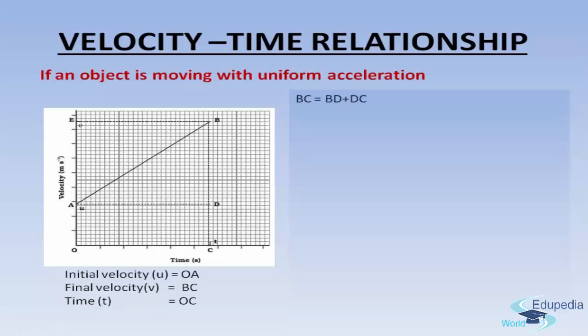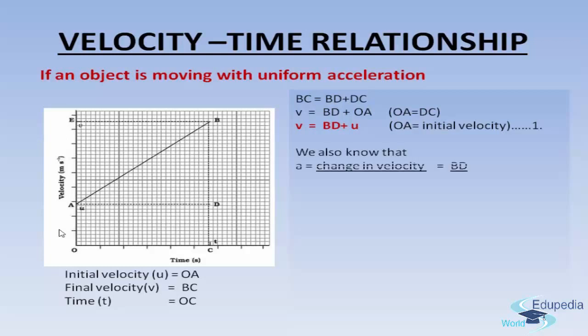We know that BC, that is the final velocity, is equal to BD plus DC. So we substitute V in place of BC because this is the final velocity. BD will remain BD, plus DC is equal to OA. That's why we substitute OA over here. But what is OA? OA is the initial velocity. So we have V is equal to BD plus U, that is the initial velocity.